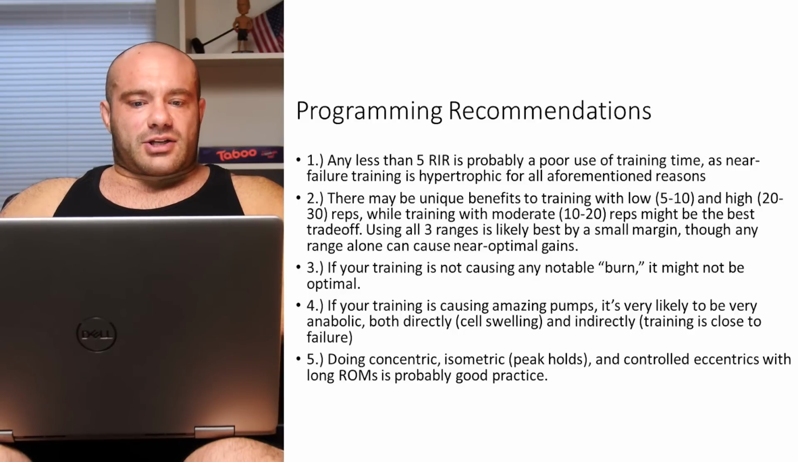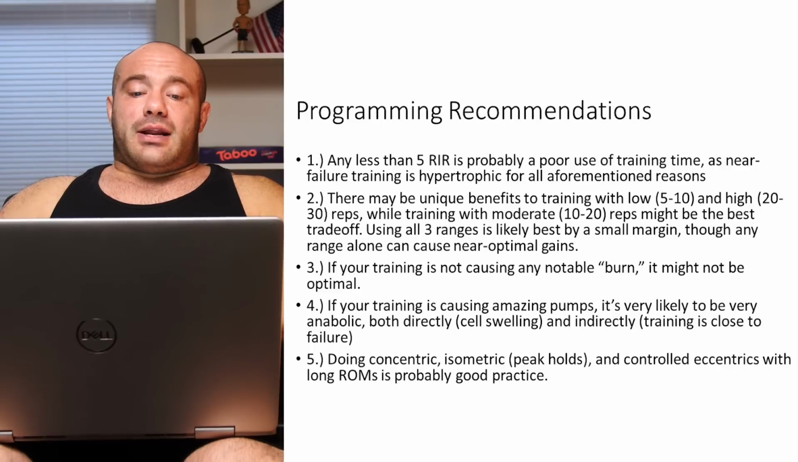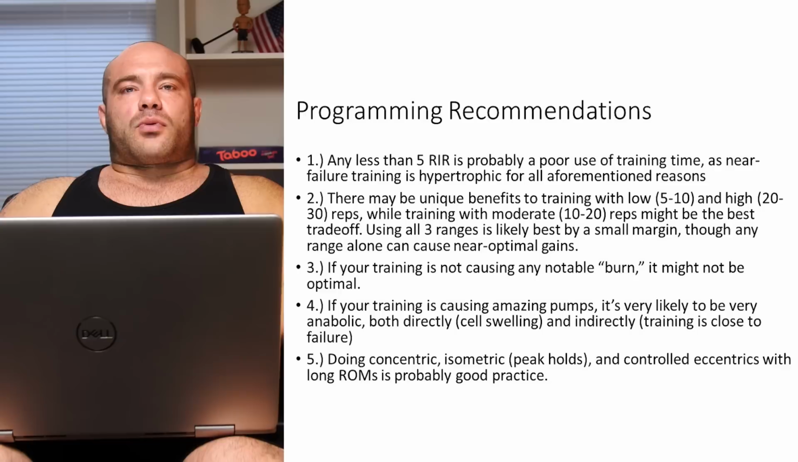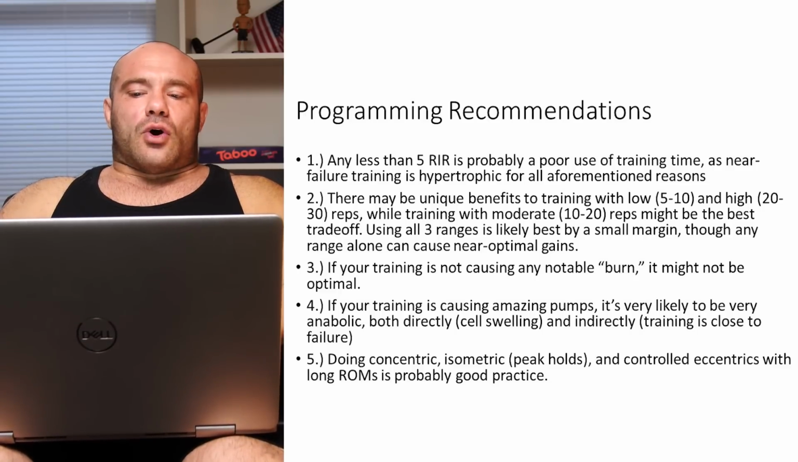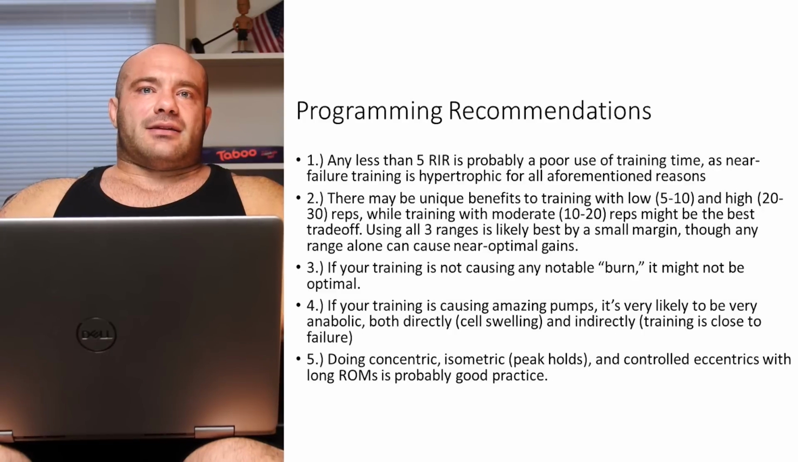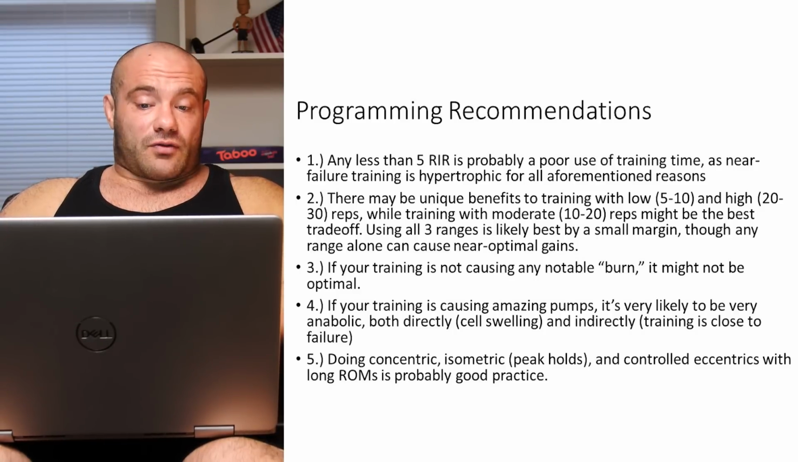Number 2, already mentioned this, there may be unique benefits to training in the low repetition ranges, in the high rep ranges, and the moderate rep range may offer the best trade-offs or just be roughly average of the two. Probably your best bet is to some extent use all 3 ranges by a very small margin, which is to say any range alone can cause near optimal gains, right? It's probably like if you just train with sets of 5 to 10, you get 90% of the growth you are supposed to get. If you just do sets of 10 to 20, you get 90% of the growth you ever get. If you just train sets of 20 to 30, you get 90% of the growth you want to get, and so on and so forth, right?